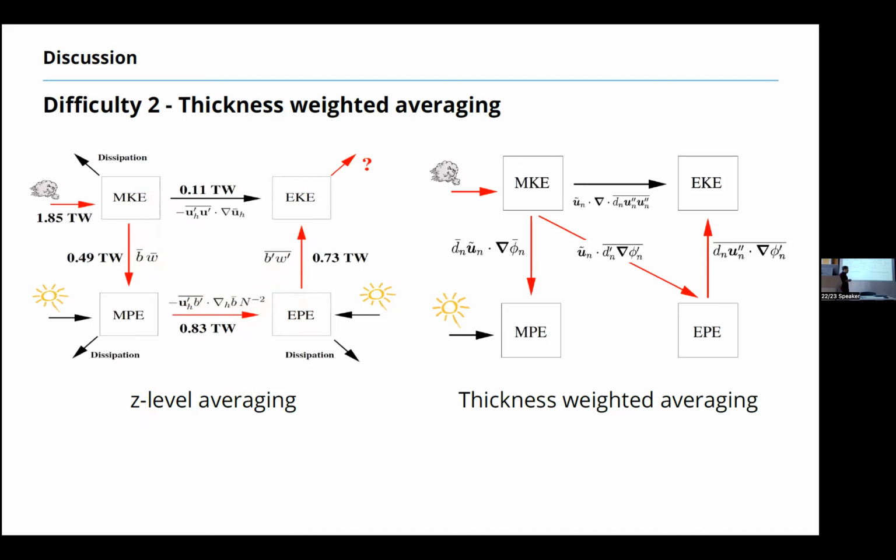If you do this, you get changes to your energy cycle, as illustrated by these schematics. Maybe the most important one is that there's no direct link anymore between mean potential and eddy potential energy, but there's another direct transfer, and this might be the more physical way to do it. But the problem is that it's very complicated in a model written in Z levels, like the one I'm using, because then you have to interpolate in the vertical, and that introduces another error, so you want to avoid that.